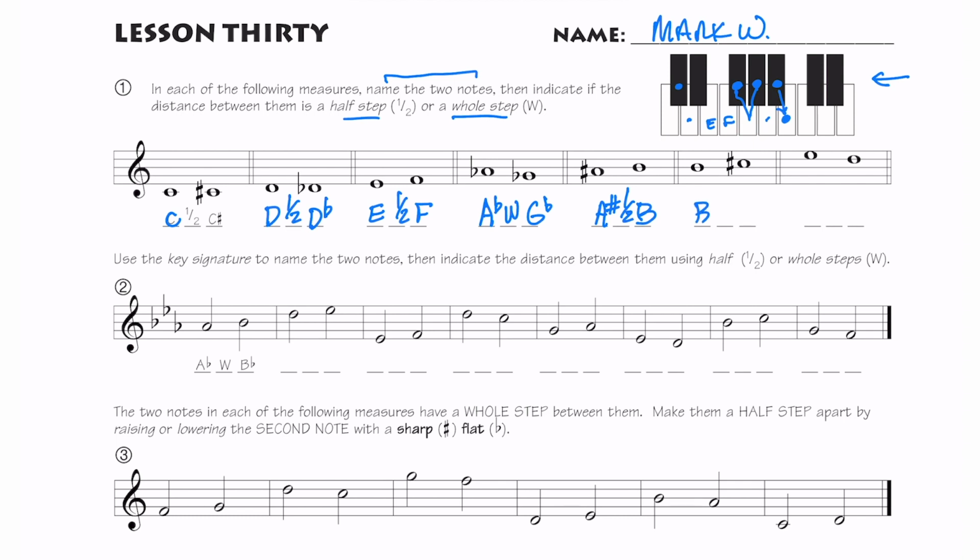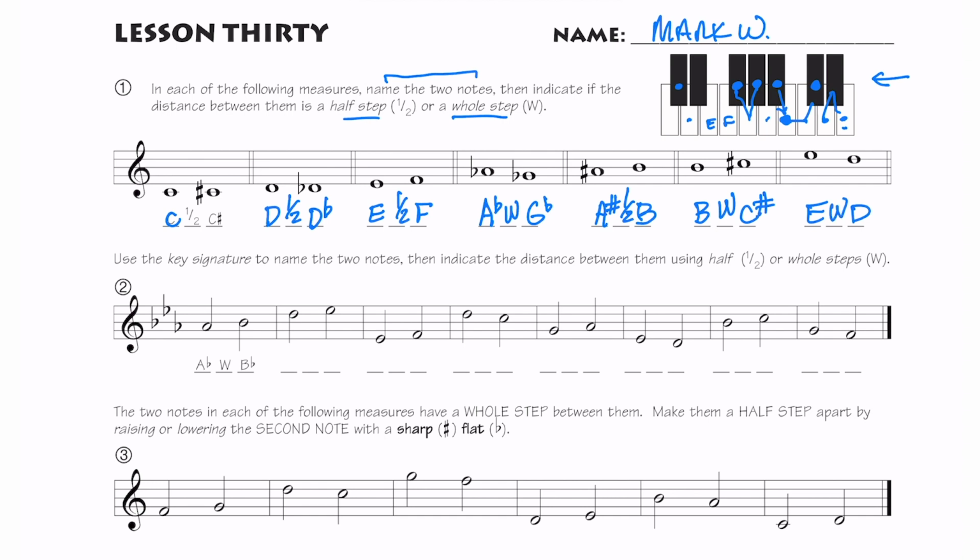Keep going. I have a B, I know where that is, up to C sharp. So here's C sharp, so half step equals whole step. And then last one, E to D. E to D is a whole step.